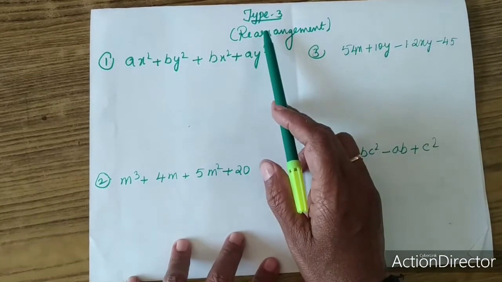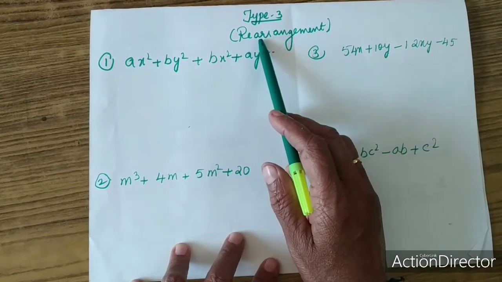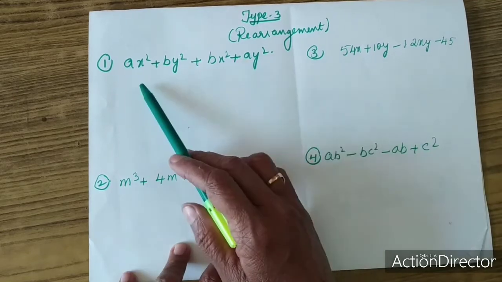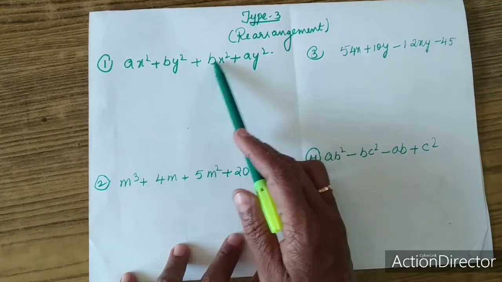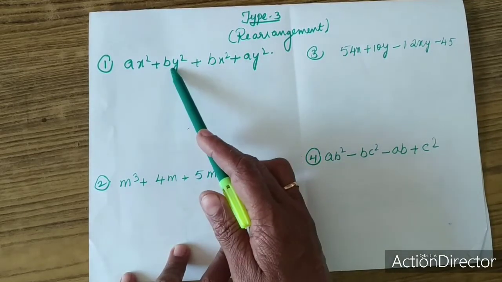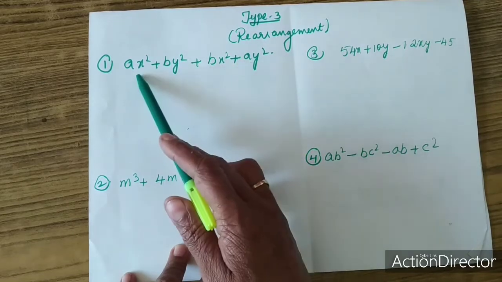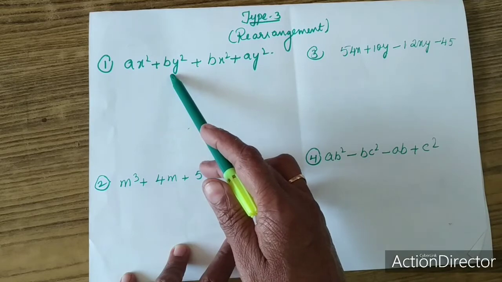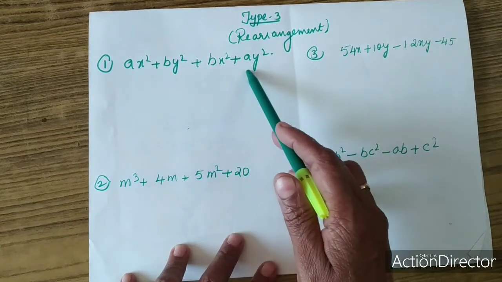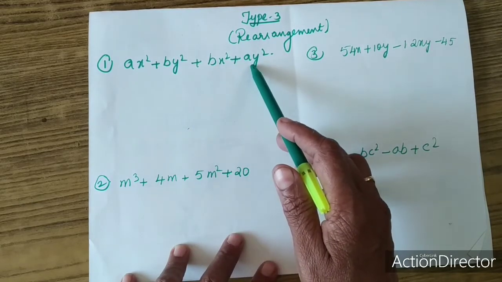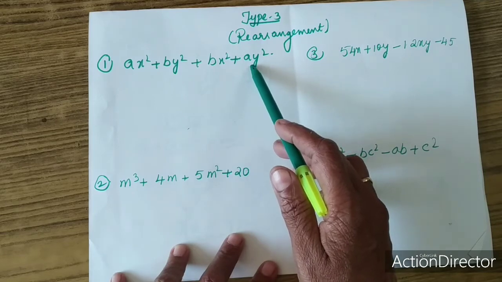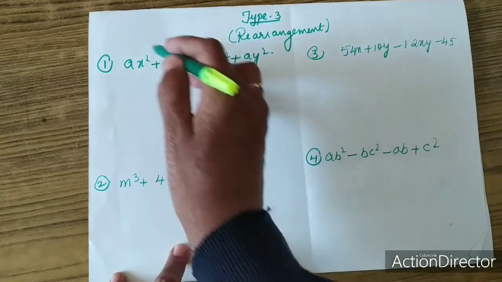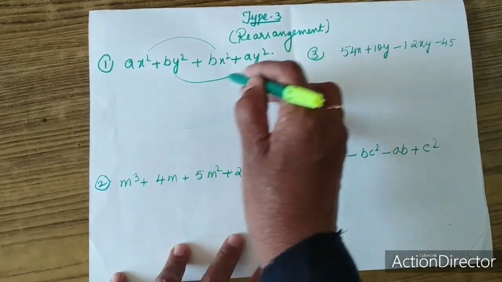Now we will move on to type 3, where we have to do some rearrangement to take the common factor outside. Here you are able to see 4 terms are there. If I combine the first 2 terms, I am not able to find any HCF or common factor. Similarly, the last 2 terms also, we are not able to find any common factor. So a slight rearrangement I am going to do. I am going to compare the first and the third term, and the second and the fourth term.